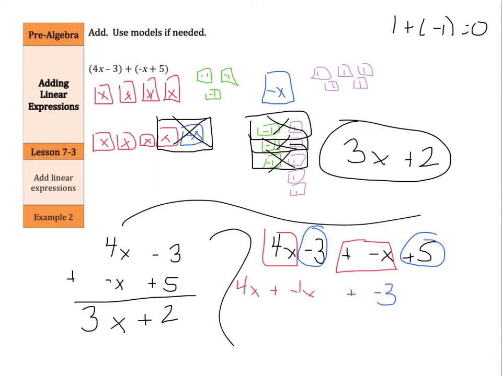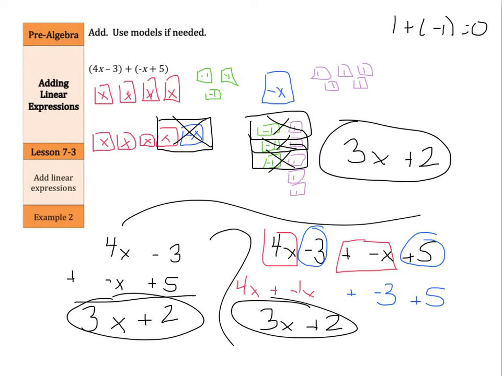Remember, negative x is the same thing as negative 1x. Plus negative 3. Remember that minus sign gets to the left. We're going to treat that as a negative 3. Plus 5. Well, 4x plus negative 1x is 3x. And negative 3 plus 5 for the second time, or third time maybe, is plus 2.